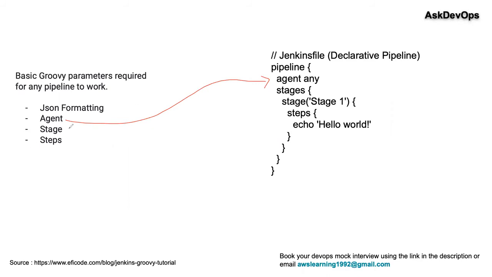Then the stages have to be mentioned. Minimum required parameters, my friends. If you don't declare the stages, the pipeline will not know what stage it is. What is a pipeline? A pipeline is a collection of stages.